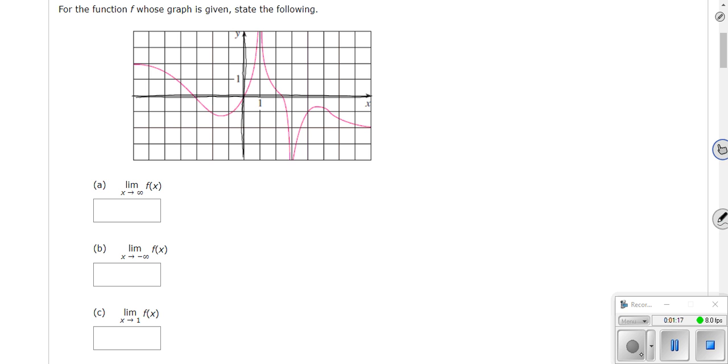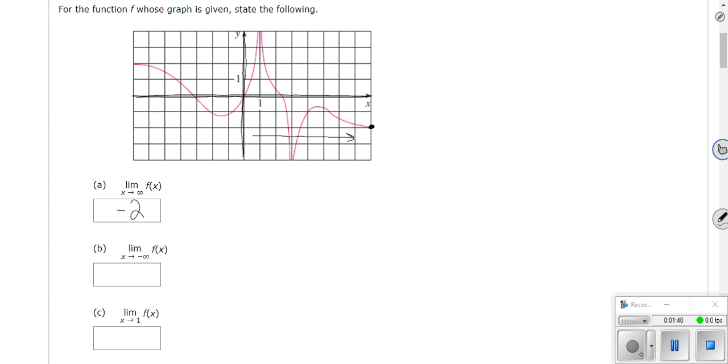But as x gets bigger and bigger, so you're looking over here on this side of the graph, what does f of x approach? Well, you can see here on the edge of our graph, it looks like it's leveling off and it's going to approach -2. That would be my answer there.